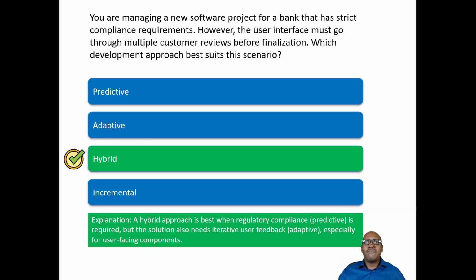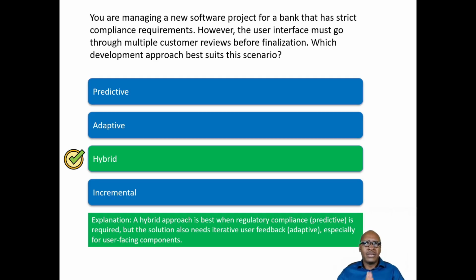But you also have an aspect of the project where the user interface must go through multiple customer reviews before finalization. And therefore, for that aspect of the project, it will be best for us to use a more adaptive, agile type approach. And therefore, we have to combine the two approaches, and hence the reason why it will be best for us to use a hybrid approach in this situation.